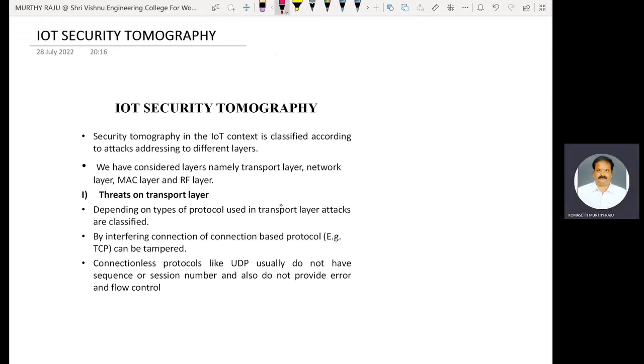The topic to be explained in this video is IoT security tomography. Tomography means examination. Security tomography in the IoT concept is classified according to attacks addressing different layers.